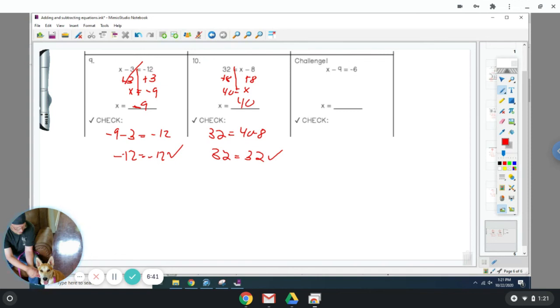So that 9 is being subtracted, so you're going to add 9 to both sides. So you get x equals 3, because negative 6 plus positive 9 is positive 3. So you're going to plug that in. So you get 3 minus 9 is equal to negative 6, and 3 minus 9 is negative 6. So the statement is true. And that is how you solve one-step equations with adding and subtracting.